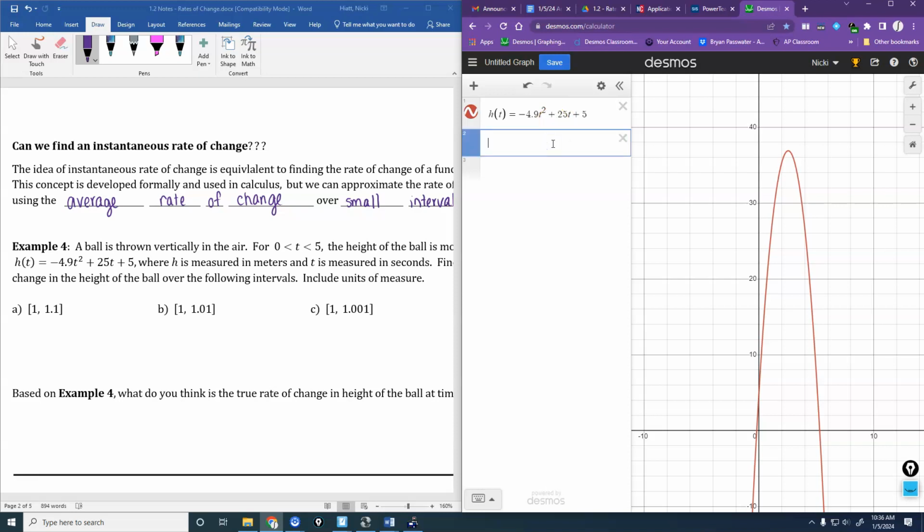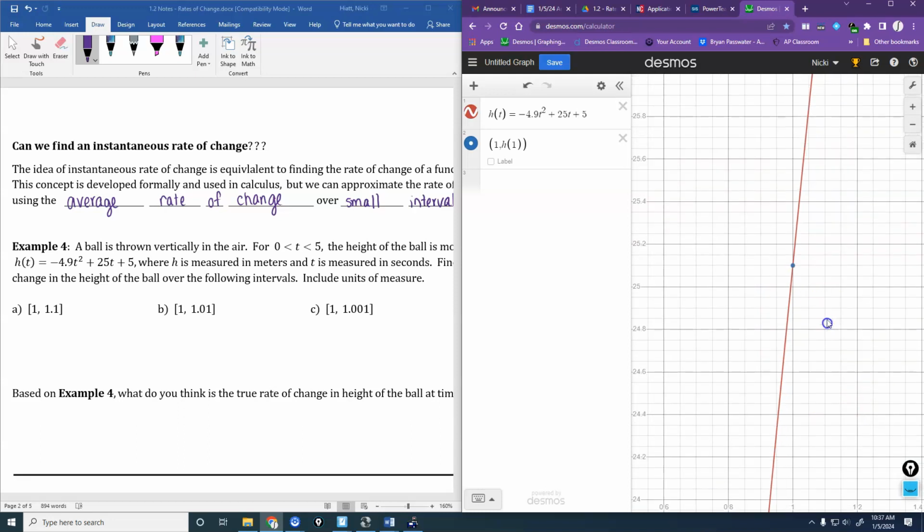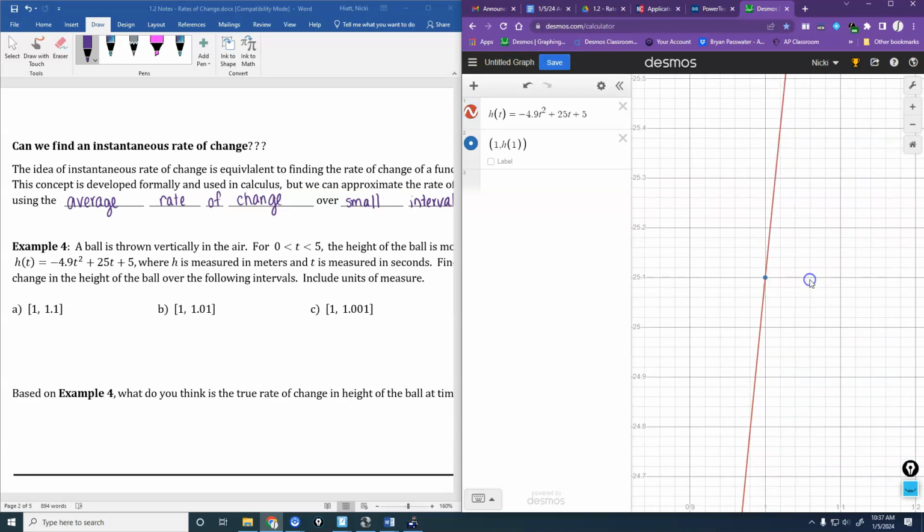So if I type in 1, h of 1, it'll put me a point right there. We're looking at that point right there. That's where my x equals 1. So I'm trying to think about how steep that graph is at that point, right? Now, just looking at it, it might be harder to see, but if I zoom in really close to that point, does that look like a curve anymore? Not really, right? It looks like a straight line.